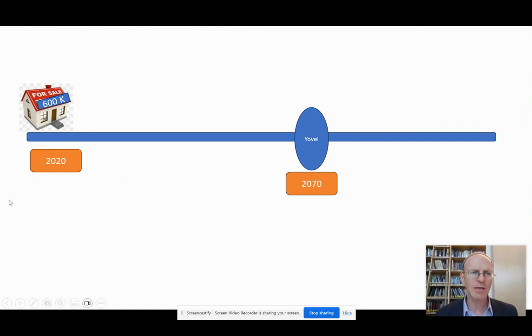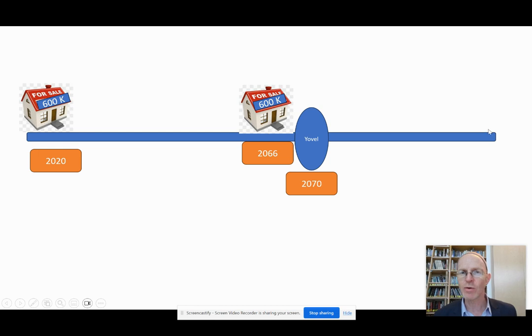Suppose the year was 2020 and the Yovel year is happening in 2070. So that's 50 years after this. And you sold a house for $600,000 in 2020. Now suppose you had the same house, and it was 2066. Could you sell that house for $600,000, knowing what's going to happen in 2070? The house that you just sold is going to come back to whom? That's question number three.